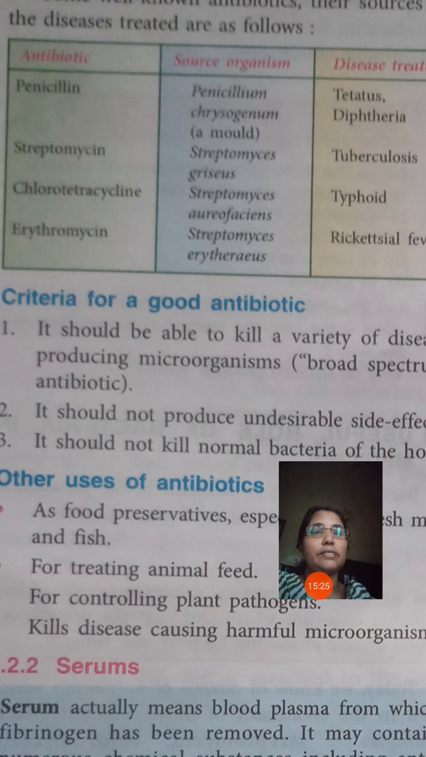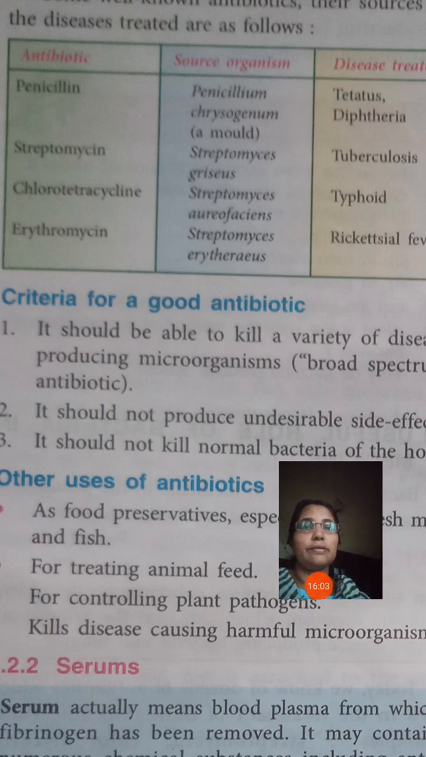Then streptomycin, its source organism Streptomyces griseus, that is for tuberculosis. Tuberculosis എന്ന് വെച്ചാൽ ക്ഷയരോഗമാണ്. Severe cough that can affect the whole body, especially the respiratory organs. Its mucous membrane may be affected by the bacteria. So it happens, severe cough, sometimes blood may come out when we vomit. That is tuberculosis. The whole body may be affected by the bacteria.